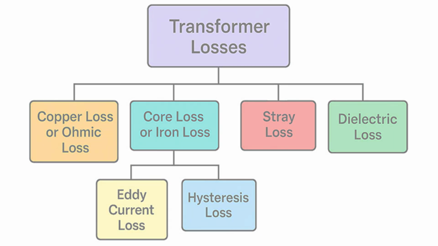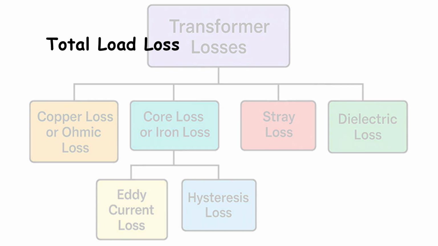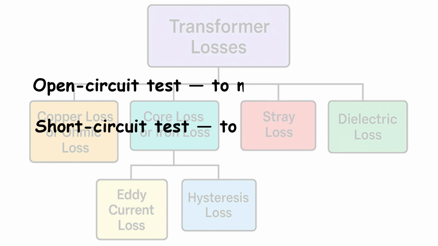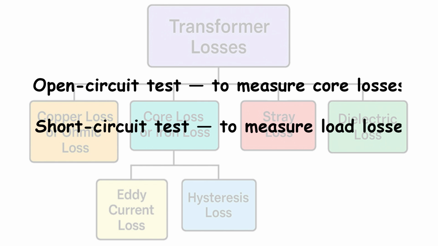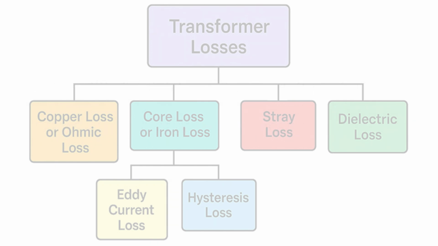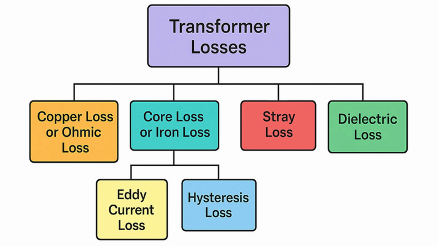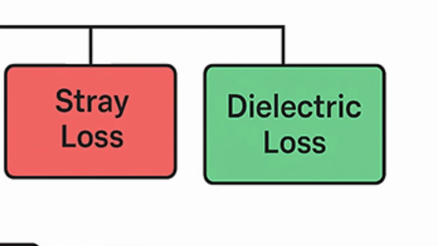During a short circuit test, we measure the total load loss, which equals the sum of I squared R loss plus stray loss. Now, how do we measure these losses? We use two standard transformer tests: the open circuit test and the short circuit test. The open circuit test measures the core losses. The short circuit test measures the load losses. In the open circuit test, a very small current called the magnetizing current flows through the primary. The small ohmic loss due to this current is negligible compared to the total core loss, so we generally ignore it. Lastly, we come to the dielectric loss.